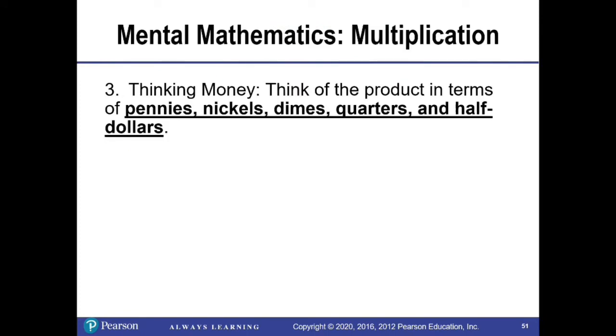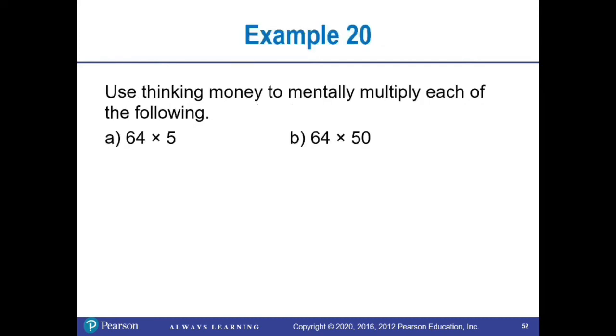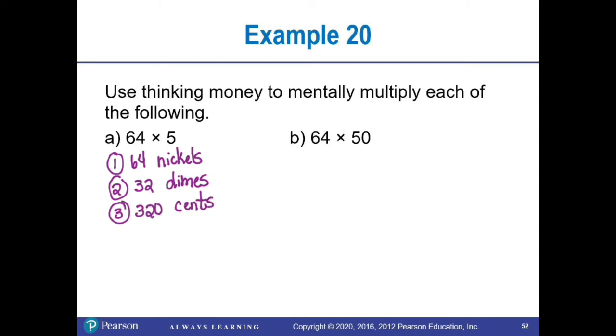Another way to multiply mentally is to think about money. So we think of our product in terms of pennies, nickels, dimes, quarters, and half dollars. So let's look at how this works. So 64 times 5, well, that would be 64 nickels. A nickel is worth half of a dime. So it's going to take half as many dimes. So we have 32 dimes. Well, a dime is worth 10 cents, so this would be 320 cents. And so 64 times 5 is 320.